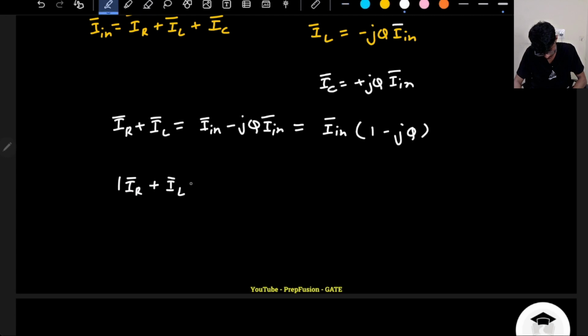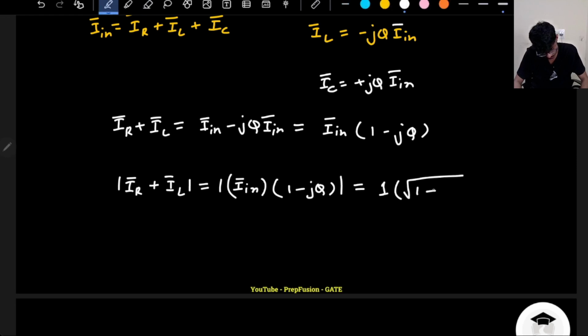Now if I take the magnitude of this whole thing, IR plus IL, this will be equal to the magnitude of I in into 1 minus jQ. So this will be equal to the magnitude of I in, that is 1, into under root 1 plus q square.